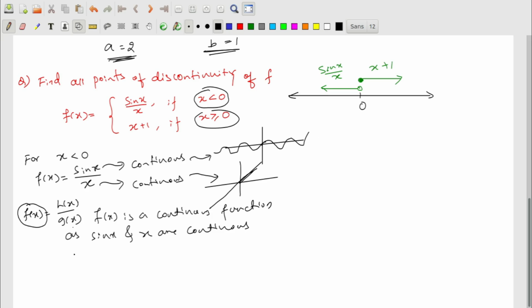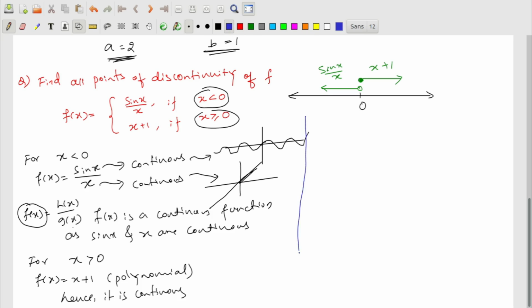Let me take the other region, that is for x greater than 0, right? If x is greater than 0, f of x is equal to x plus 1, which is a polynomial expression. So x plus 1 is a polynomial expression, hence it is continuous. So now the function is continuous for both the regions, that is less than 0 and then greater than 0. So once you are done with the region, now take the specific points. So here at x is equal to 0, let me check the continuity.